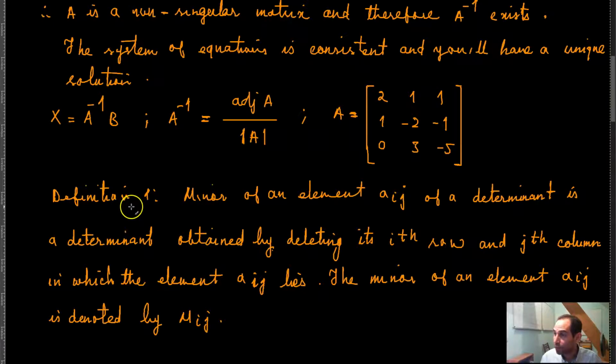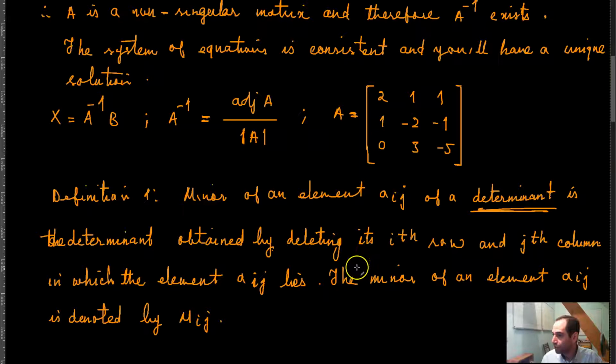So again, as definition number 1, we said that the minor of an element A of ij of a determinant is the determinant obtained by deleting its ith row and jth column in which the element A of ij lies, and the minor of an element A of ij is denoted by M of ij.